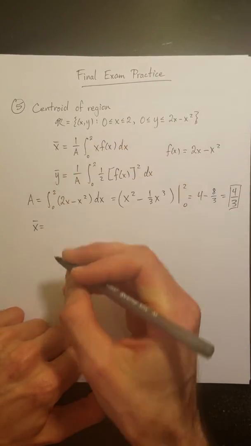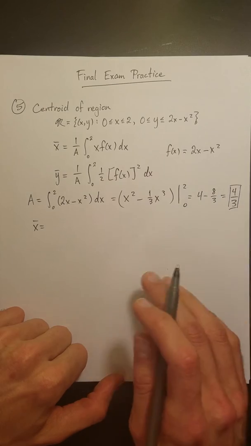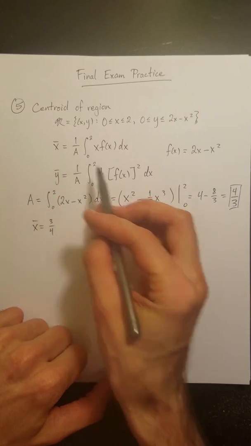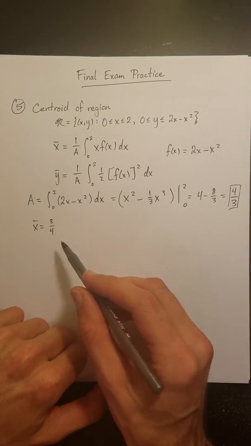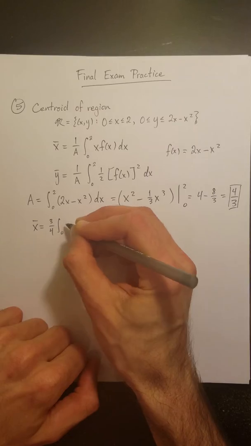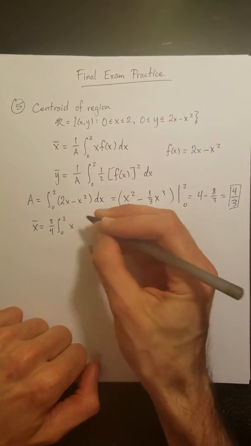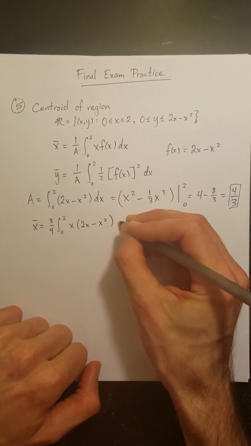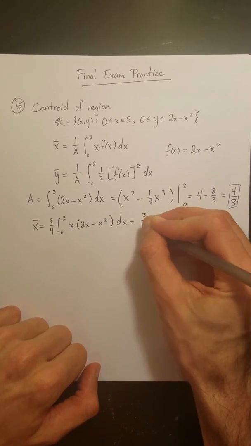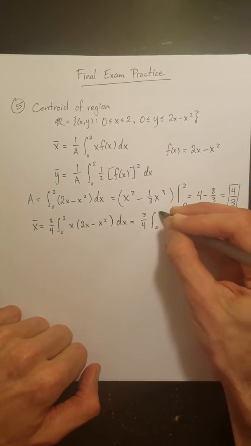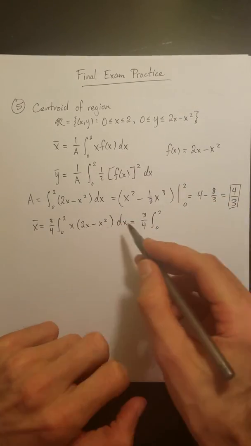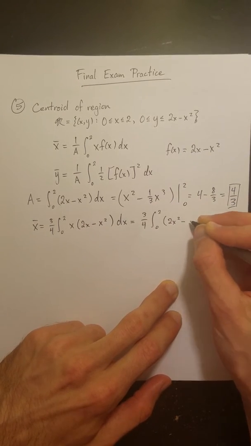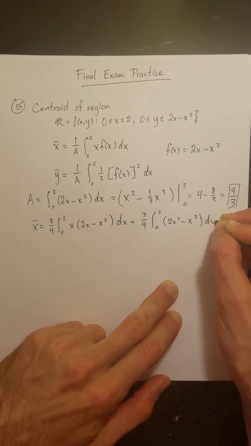Now I can go ahead and compute the x coordinate and the y coordinate for my centroid. This is going to be 3 over 4, because remember, we're using the reciprocal of the area. The area was 4 over 3, so the reciprocal is 3 over 4. Then we want to compute the integral from 0 to 2 of x times our function f of x, where f of x is 2x minus x squared. Let's distribute this x to each term, and then integrate. This is going to be 2x squared minus x cubed dx.